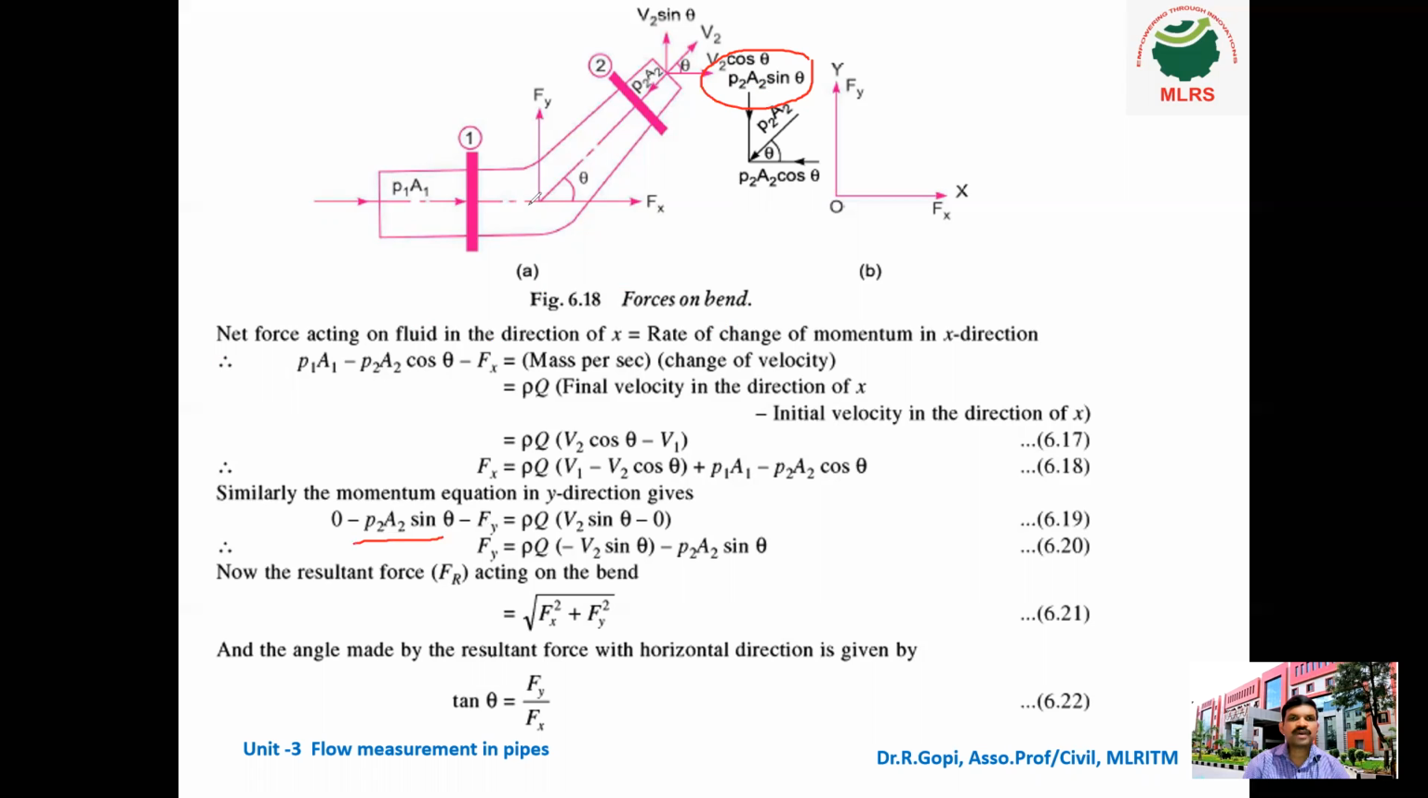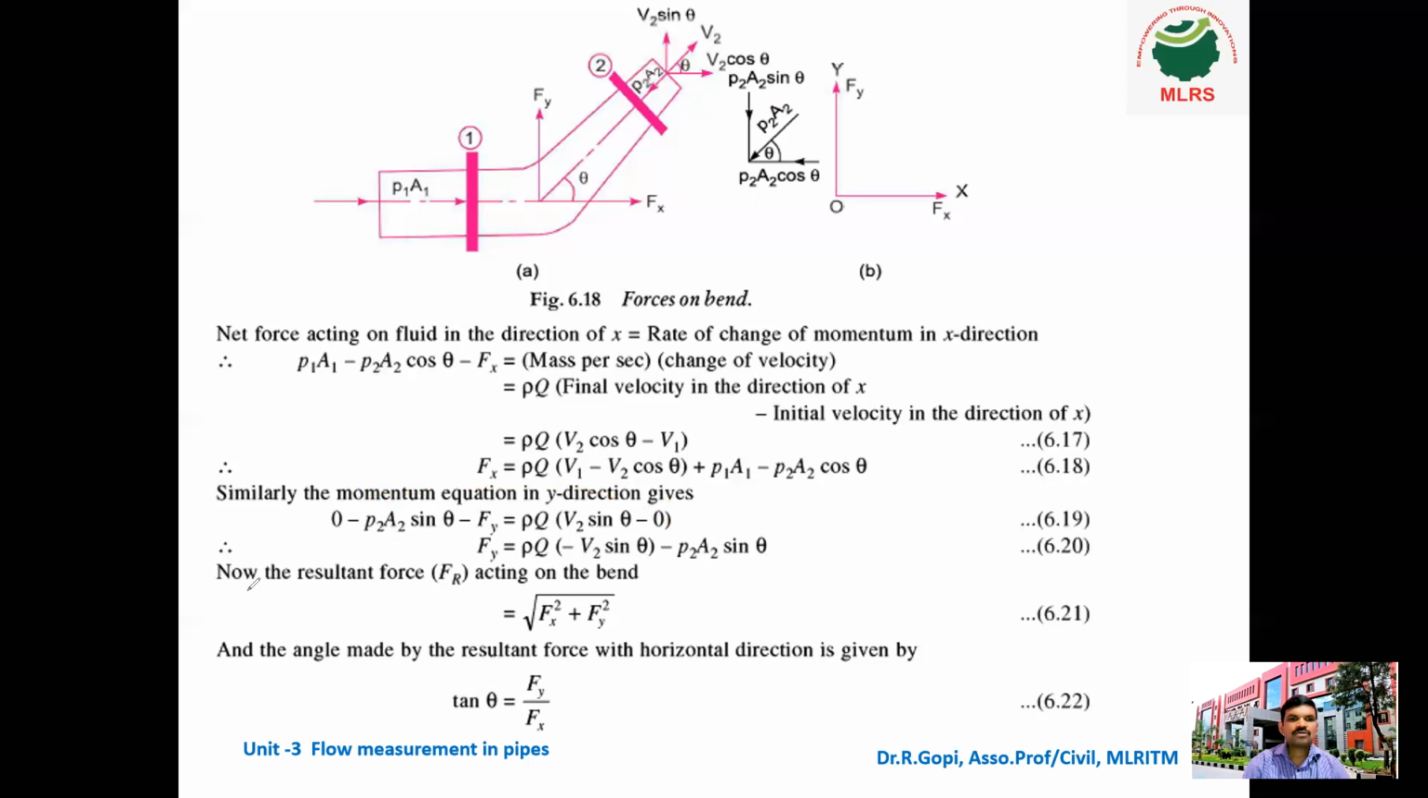So what is Fy? Fy is acting here in the downward direction. Which is equal to the same formula, mass per second into change of velocity. So ρQ into v2 sin θ minus 0. There is no initial velocity in the y direction. So Fy is equal to ρQ v2 sin θ, and this portion coming to this side means minus P2A2 sin θ. Okay, so this is the formula.